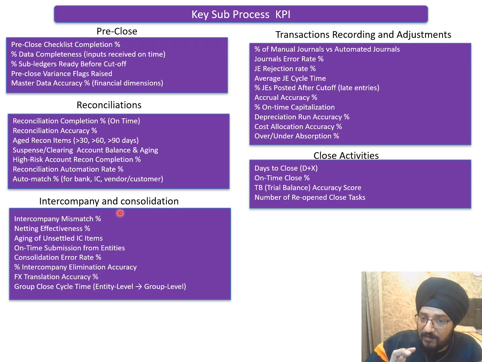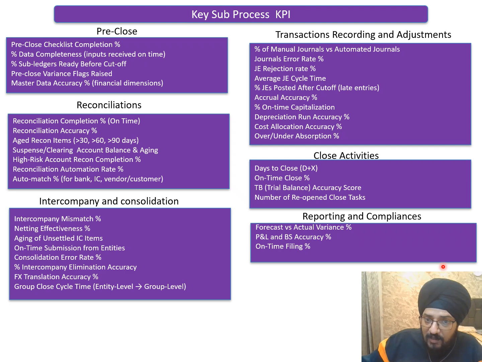Netting effectiveness. This means the payment received by AR and the payment received by AP are netted off, and a netting entry is being done. Aging of the unsettled IC items, on-time submission of the entry, consolidation error percentage should be minimal, percentage of intercompany elimination accuracy should be highest, FX foreign exchange transaction accuracy percentage should be highest, group close cycle timeline. So when we are talking about consolidation, we are talking about the closure at the group level. Each country, each business unit closes their books, and then it is consolidated at group level.